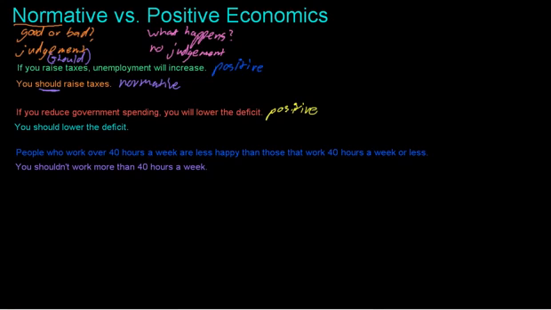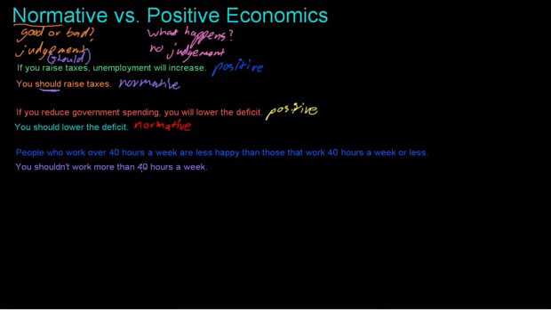And then here's a statement that says you should lower the deficit. And so you probably guessed and figured this out by now, that this is a normative statement because it is saying what we should do. It is saying that it is good to lower the deficit, so we should do that.